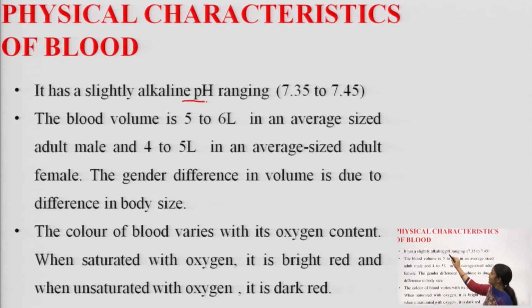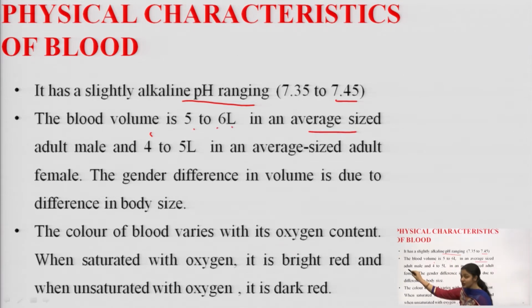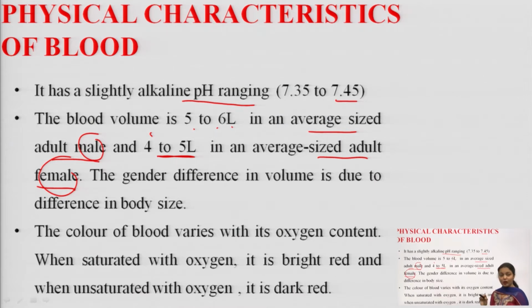The blood has a slightly alkaline pH. The range is 7.35 to 7.45. The blood volume is 5 to 6 liters in an average size adult male and 4 to 5 liters in an average size adult female. The gender difference is due to the difference in body size. As we know, the surface area of the female is less than that of the male, and due to this difference in surface area, the blood volume differs.